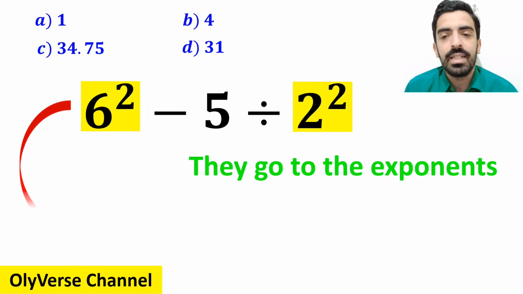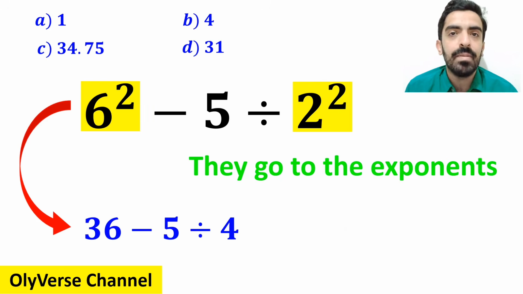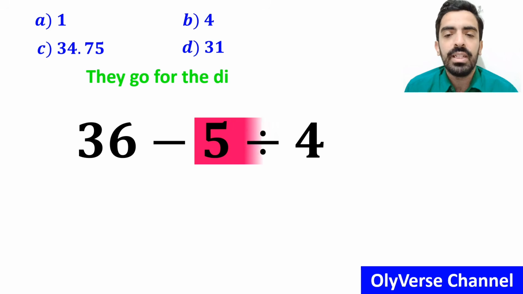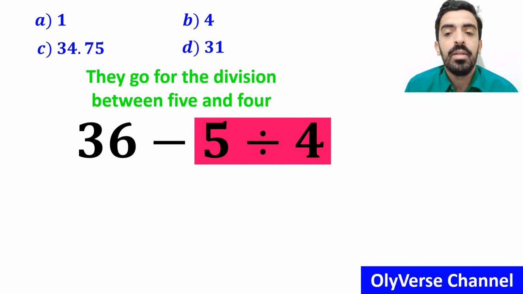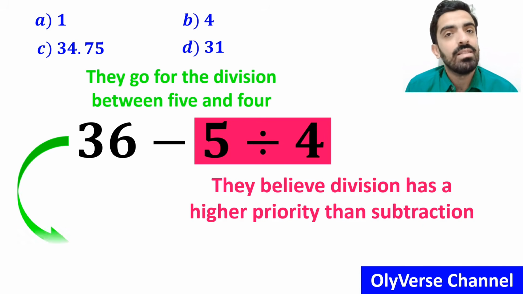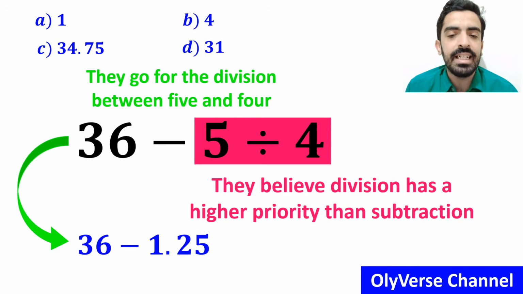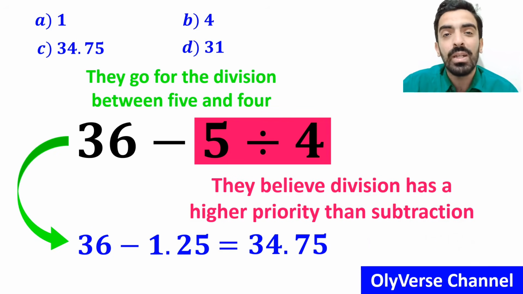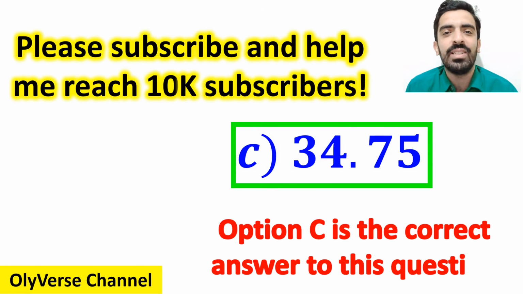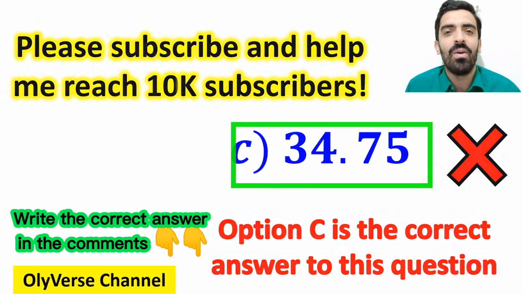Then, they go to the exponents and simplify this expression to 36 minus 5 divided by 4. And the final step, they go for the division between 5 and 4 because they believe division has a higher priority than subtraction. So, they rewrite this expression as 36 minus 1.25, which finally gives them the answer 34.75. And immediately, they conclude that option C is the correct answer to this question. However, this answer is absolutely wrong.